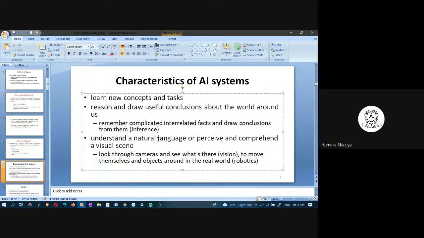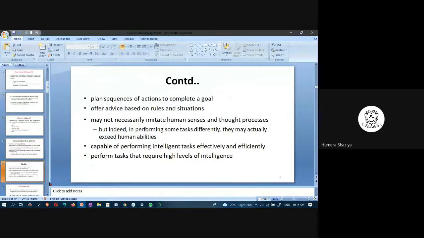The machine should understand and act upon these natural sentences and statements. That is natural language processing. That is also an important characteristic of AI. And the machine should be able to plan sequences of action to complete the goal.